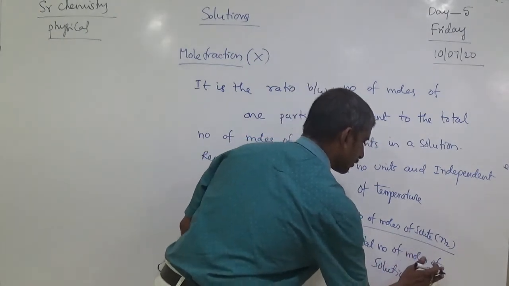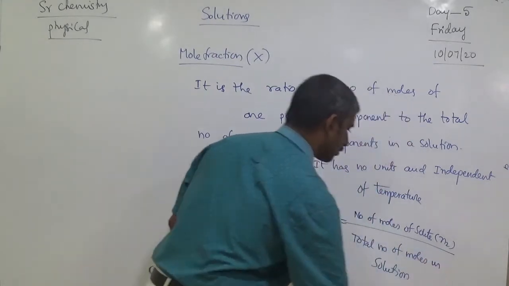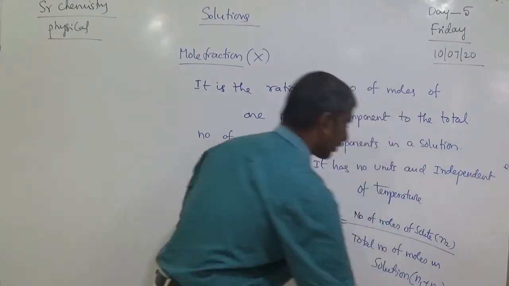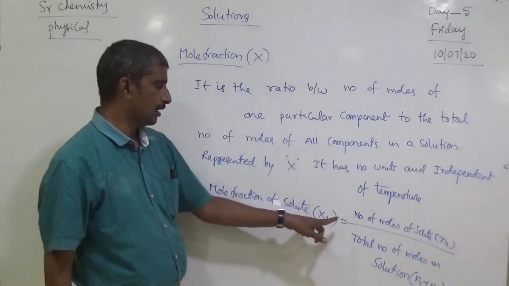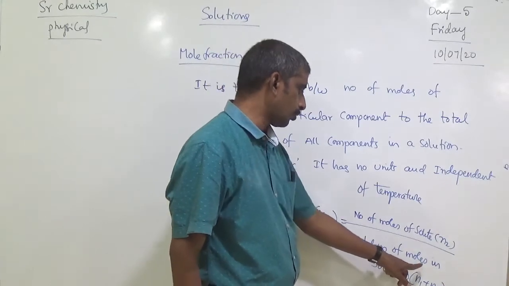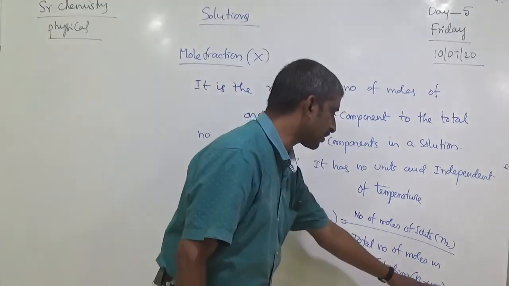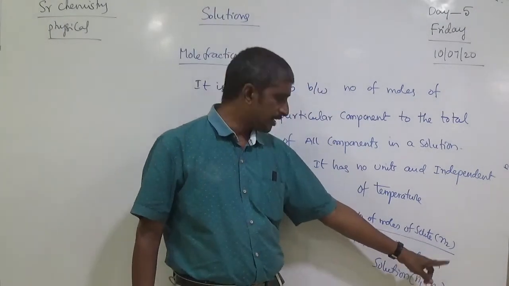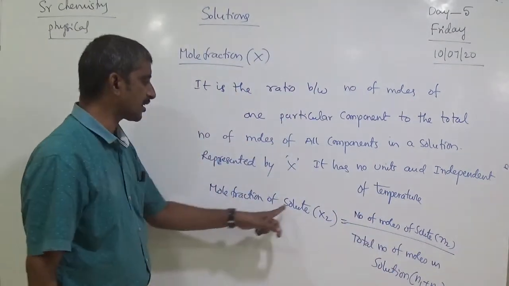The total number of moles in solution means N1 plus N2. Once again, mole fraction of solute equals the number of moles of solute N2 by the total number of moles in solution, N1 plus N2. Generally, N means number of moles. Here 2 means solute, 1 means solvent. So this is the mole fraction of solute.